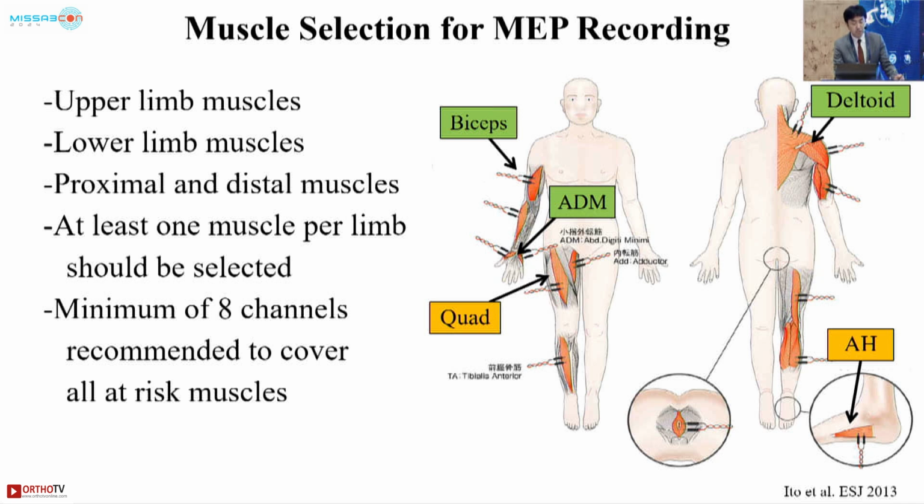Muscle-evoked potentials, MEPs, for monitoring motor function should be selected for at least one proximal and one distal muscle of each limb, and 8 or more channels are recommended.